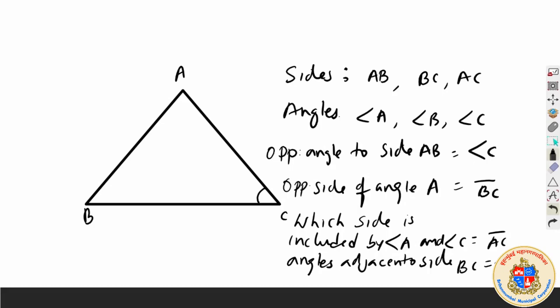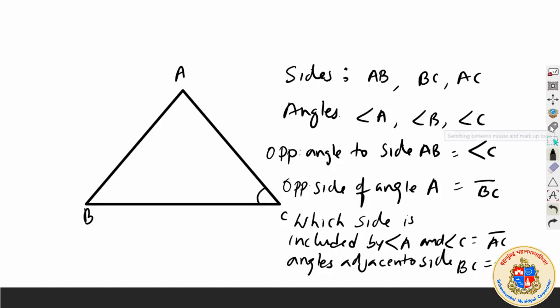what is meant by opposite angle, what is meant by opposite side, what is meant by included side, what is meant by included angle, what is meant by adjacent angle, what is meant by adjacent side. All these are language related to triangles. This you know very clearly. Okay, so this is one of the aspects you should recollect before going further.